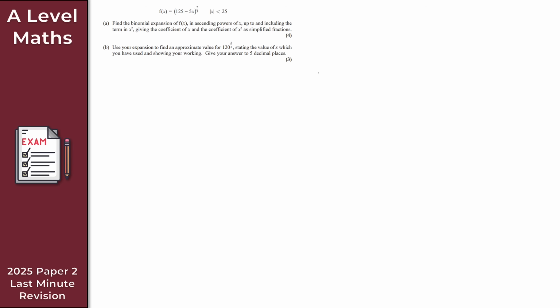Okay, so let's just start then with part A here. So what we've got here then is f of x. So f of x is equal to (125 minus 5x) all to the power of 2 over 3. So for the first part of this question, part A, what we want to do here then is find the binomial expansion of f of x in ascending powers of x up to and including the term in x squared. So to begin with here, let me actually just start by writing down f of x here, right? It's always easiest to do. So f of x is equal to (125 minus 5x) all to the power then of 2 over 3.